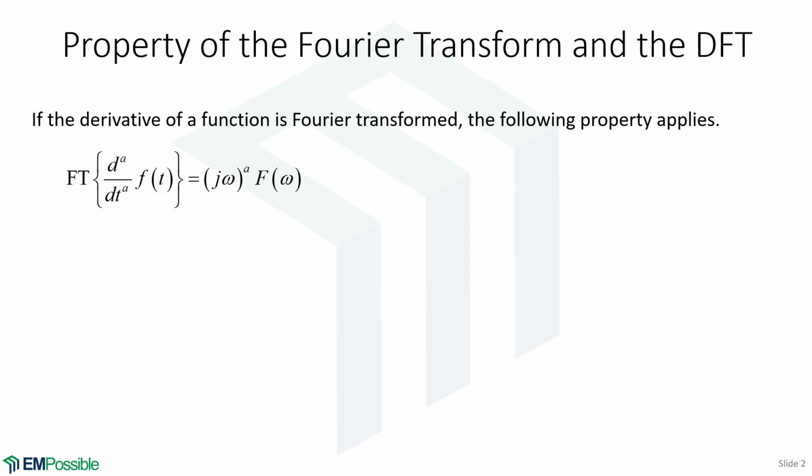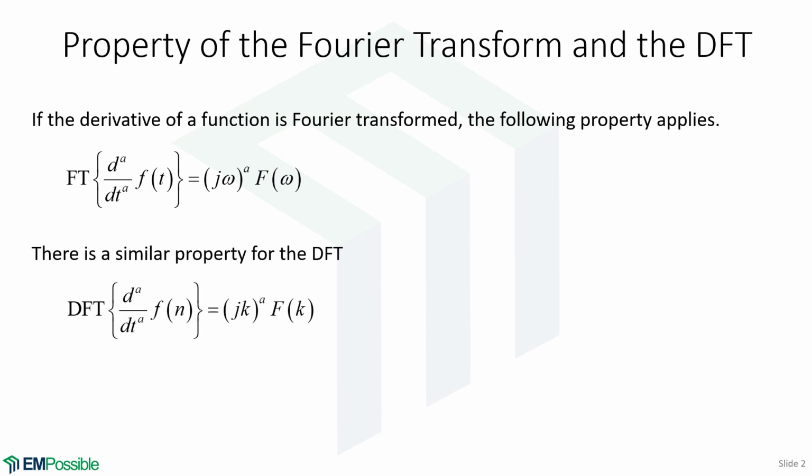We would like to use the discrete Fourier transform, or the FFT, and there's a similar property. So the DFT of a sampled function, and we're taking the derivative of that to the a power, is simply the DFT of that function times jk to the a power.